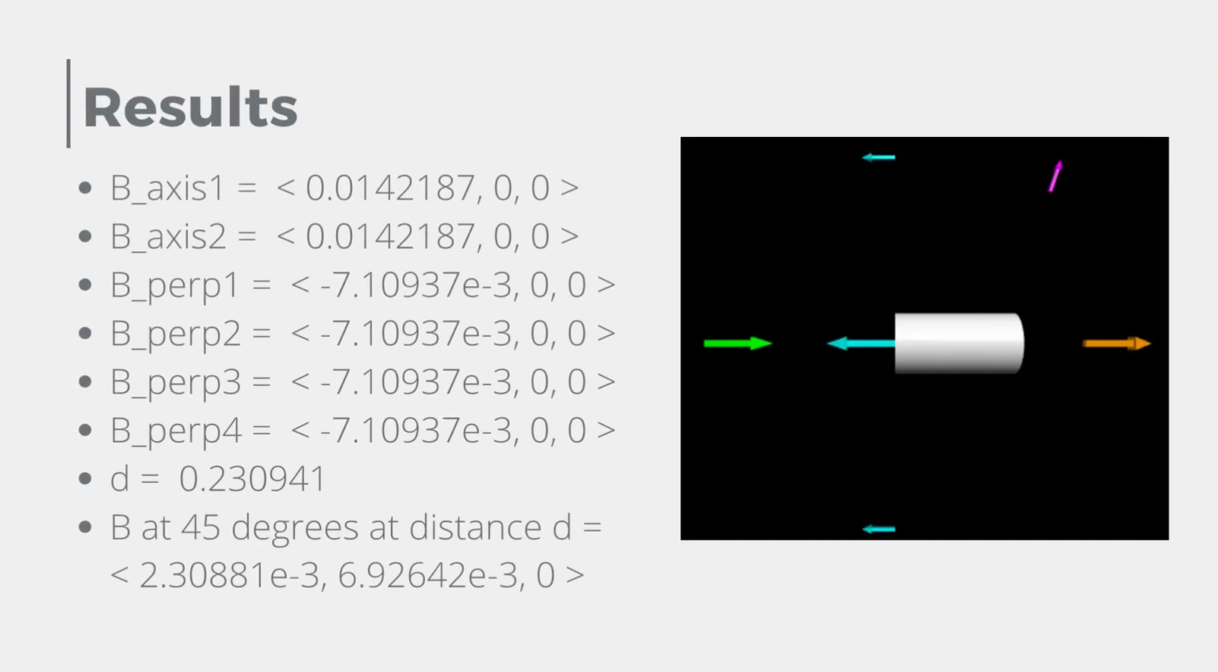So as you can see, the model generated is to the right. The model shown is a visual representation of the magnetic field generated by the bar magnet. The vectors listed are the magnitudes of the magnetic field in different directions. Our computed distance is 0.23 meters, and the magnetic field at 45 degrees at that distance was around 2.3 times 10 to the negative 3 in the x direction and 6.9 times 10 to the negative 3 in the y direction and 0 in the z direction.